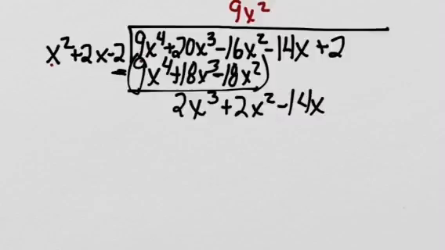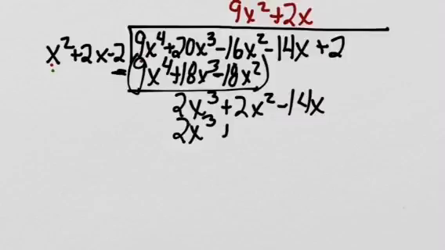So now what would we have to multiply x squared by to make 2x cubed? Always looking just at those front terms. And we would have to multiply by 2x. So that's the next term in our answer. And now we take 2x and multiply it through our divisor again. We get 2x cubed again. That's why we chose to multiply that, to make those match.